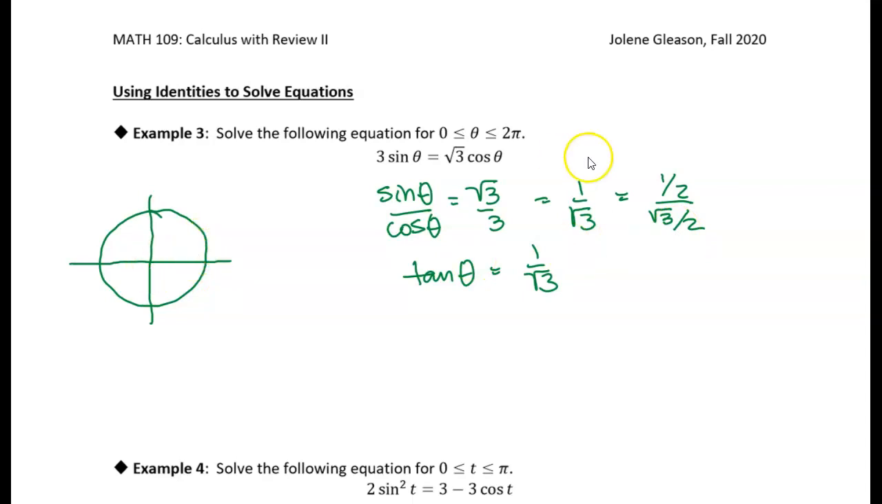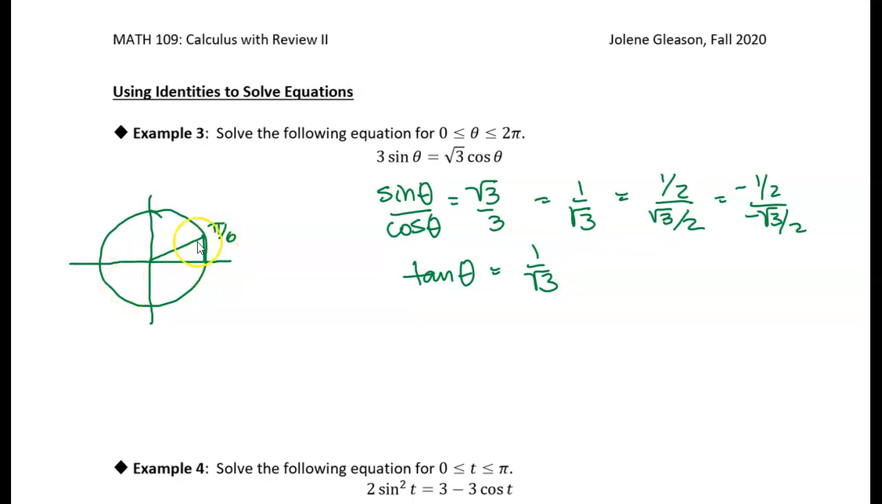Or it could be negative, right? Negative 1/2 and negative square root 3 over 2. Both of those would give us a positive 1 over the square root of 3. So, all right, well, I know that one of those angles is pi over 6. Pi over 6 has a cosine of square root 3 over 2 and a sine of 1/2.